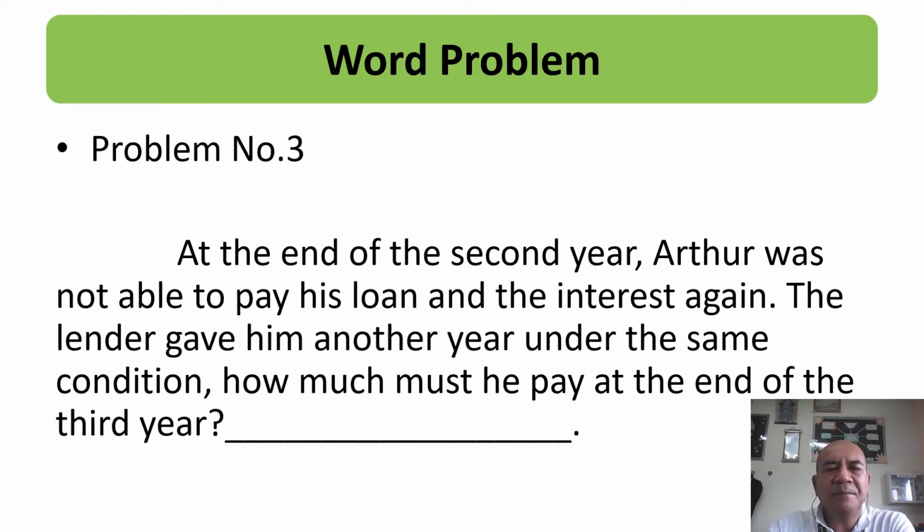And the next problem, problem number 3. At the end of the second year, Arthur was not able to pay his loan and the interest again. The lender gave him another year under the same condition. How much must he pay at the end of the third year? Okay, so what are you looking for? So that's your problem.